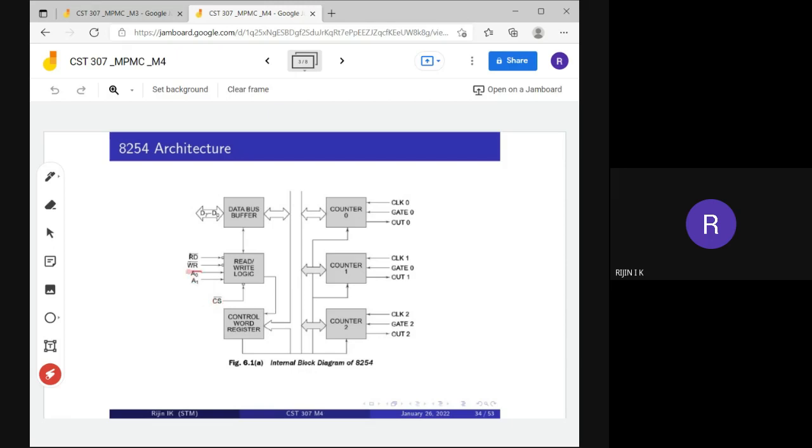And two more pins you can see here, A0 and A1. This is important again. These pins are used to select the particular counter and the control word register. Based on the values of A0 and A1, it will select counter 0, counter 1, counter 2, or the control word register.